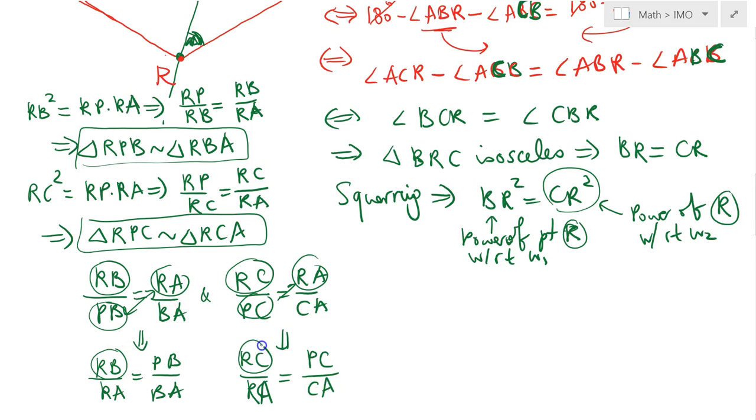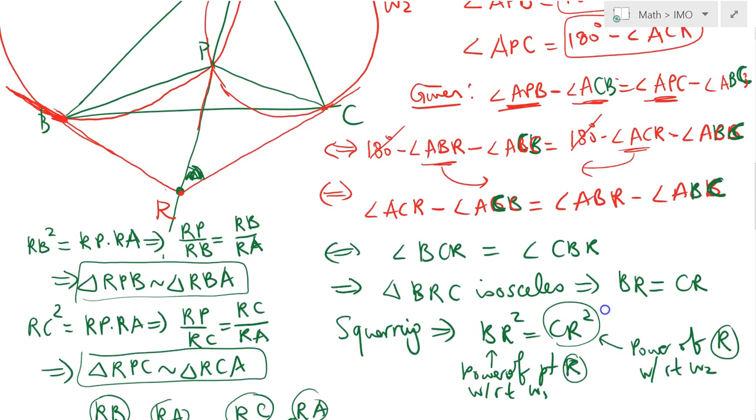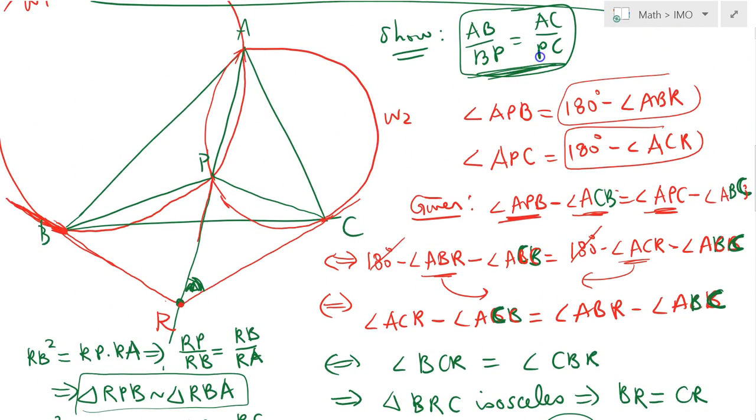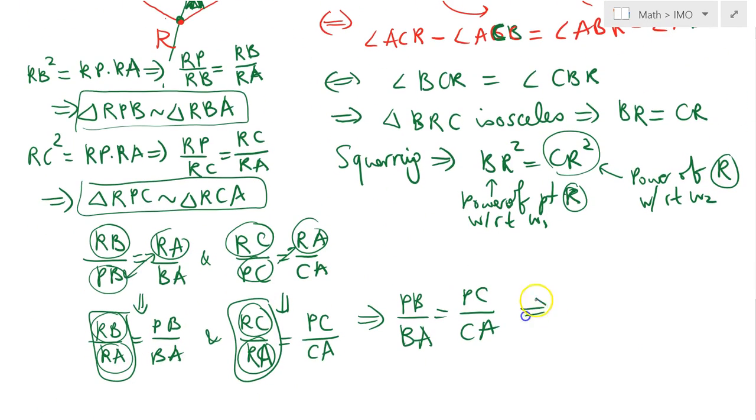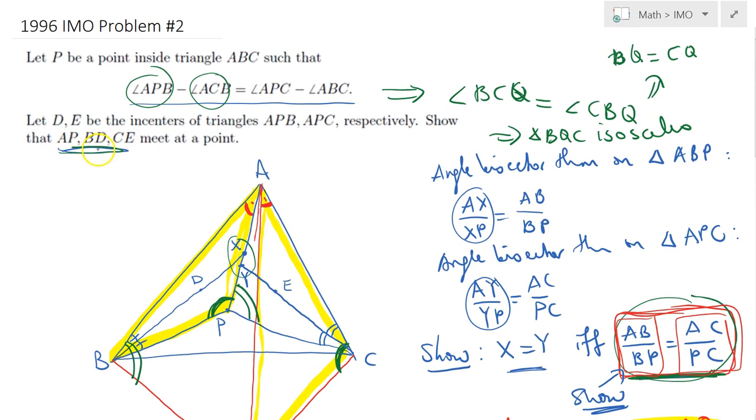So we already have shown that these two are equal, the denominators are equal, so therefore the left hand sides are equal, implying that the right hand sides would be equal as well. So we have just proved that PB over BA is equal to PC over CA, and that's exactly what we needed to show. So this implies that the points, again, X and Y coincide, and as a result these three line segments, namely AP, BD, and CE, they meet at the same point, and that solves the problem. Hope to see you in our next video.